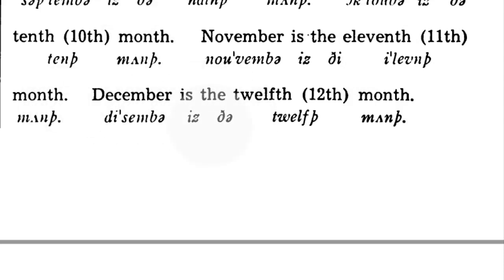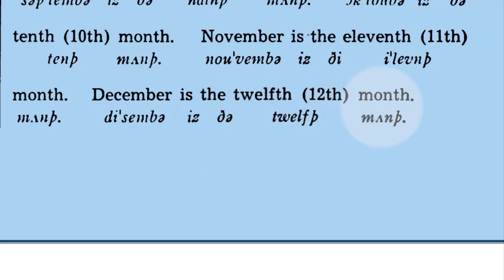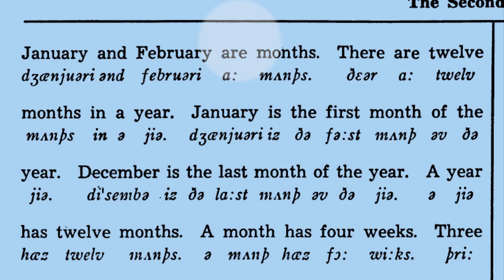December is the 12th month. January and February are months. There are 12 months in a year. January is the first month of the year. December is the last month of the year.